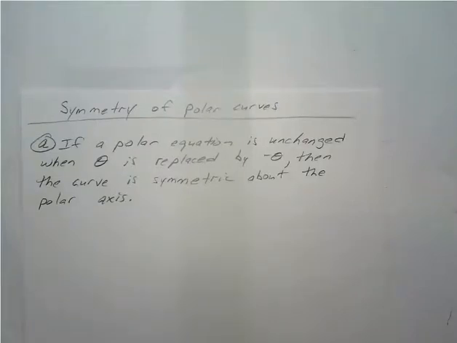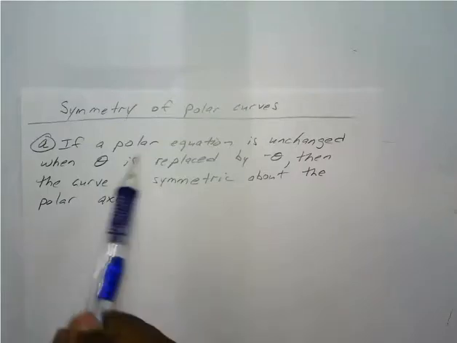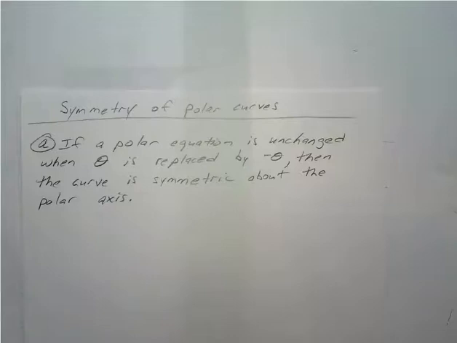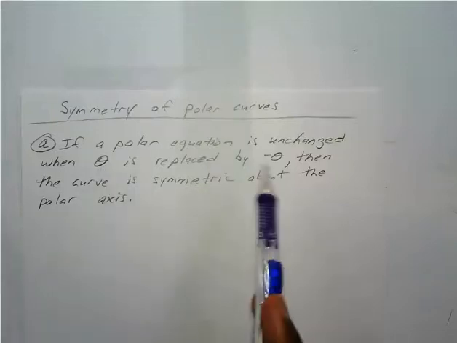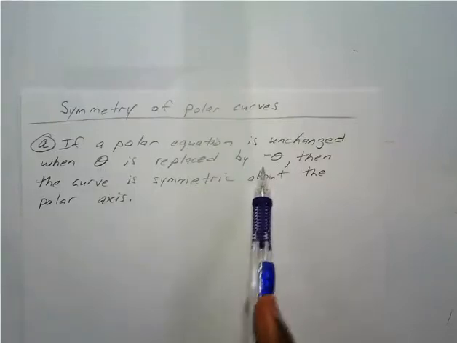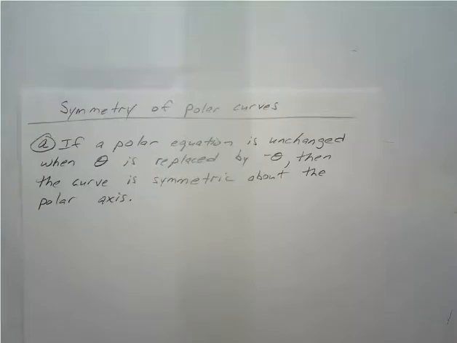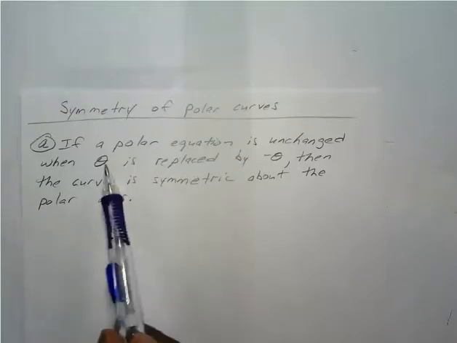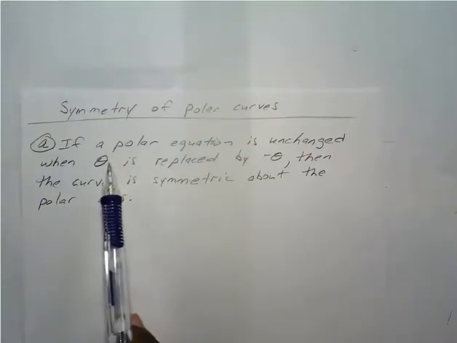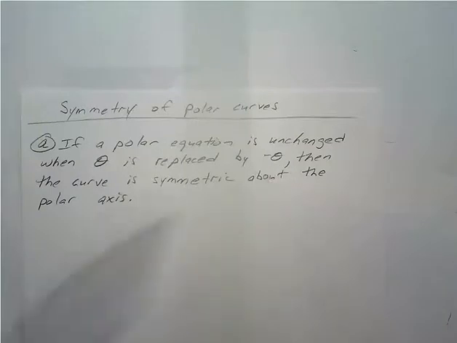So if we get our equation, r equals something of theta, and we replace that theta with a negative theta, so let's say instead of pi over 2, we replace it with negative pi over 2, and it comes out to be the exact same answer, then we know for any theta, not just one particular theta, it has to be for any theta, that it's symmetric about the polar axis.